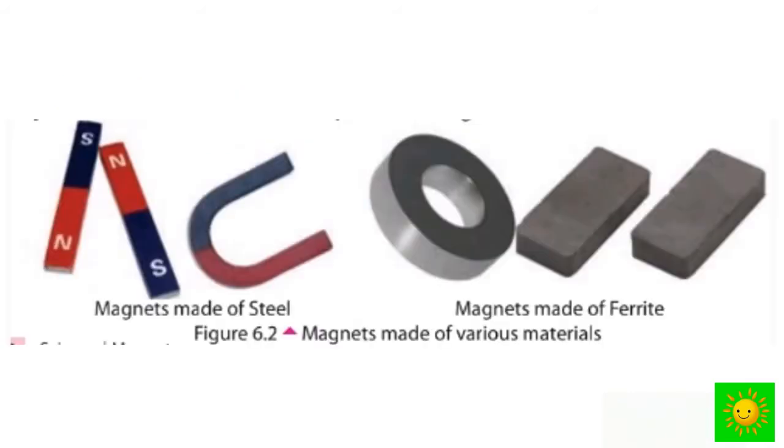Let's see some magnets made with various materials. The first two, the bar magnet and U magnet, are made of steel. There are two other ring magnets, and they are made of ferrite.